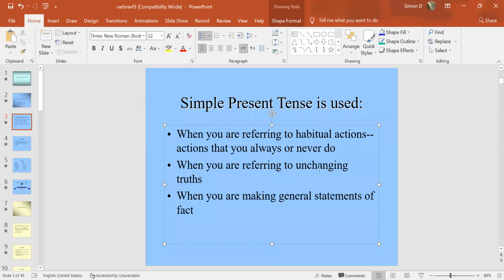Okay, when you're referring to unchanging truths, in the sense of universal truths of what we already know, like the Earth revolves around the sun and all of that. So when you are making general statements of fact, these three times you are supposed to use simple present. It is not "I am reading a book" and all. That is present continuous actually, not simple present.